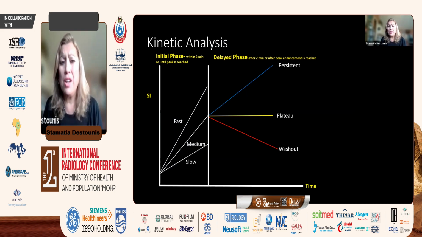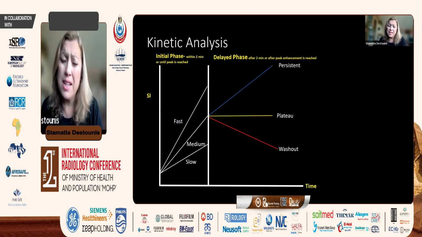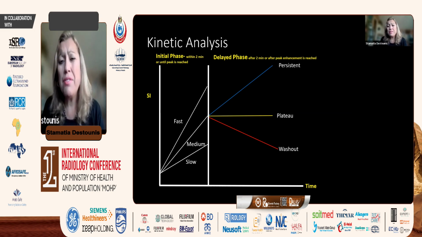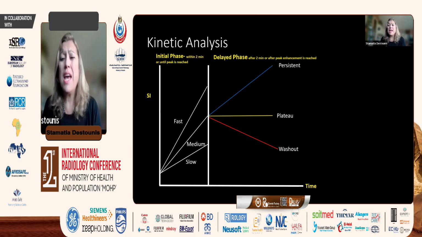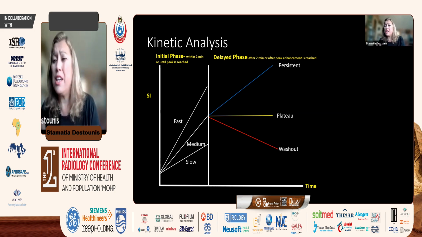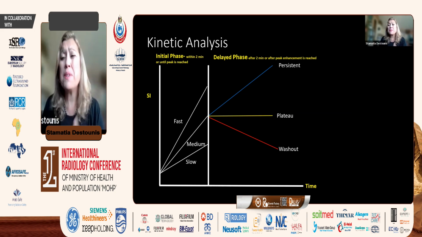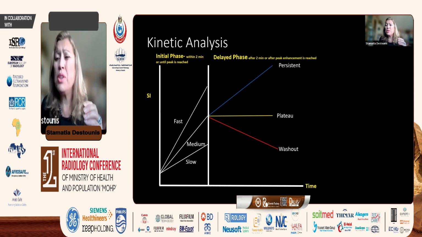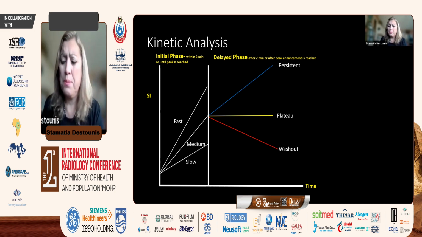The analysis involves an initial phase and a delayed phase. The initial phase is usually within 2 minutes or until your peak is reached. That is broken down as fast, medium, or slow. And then we have a delayed phase that happens after 2 minutes, and that can be persistent, plateau, or washout. The washout, usually in the delayed phase, speaks of malignancy. A plateau is sort of indeterminate, could be benign or cancer, and a persistent delayed phase enhancement really speaks to something benign.